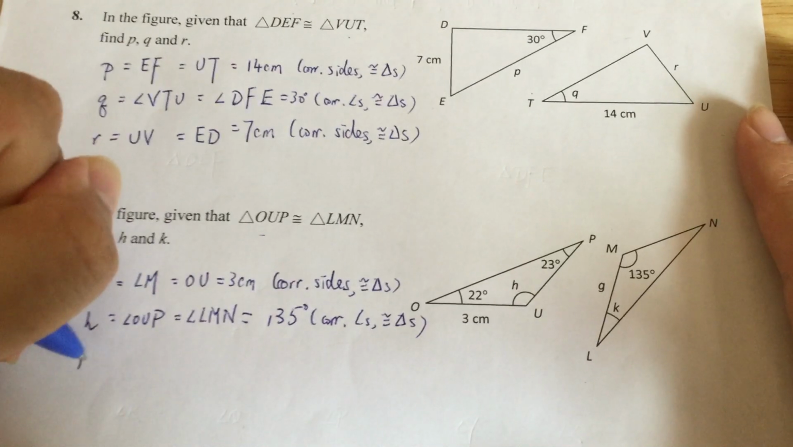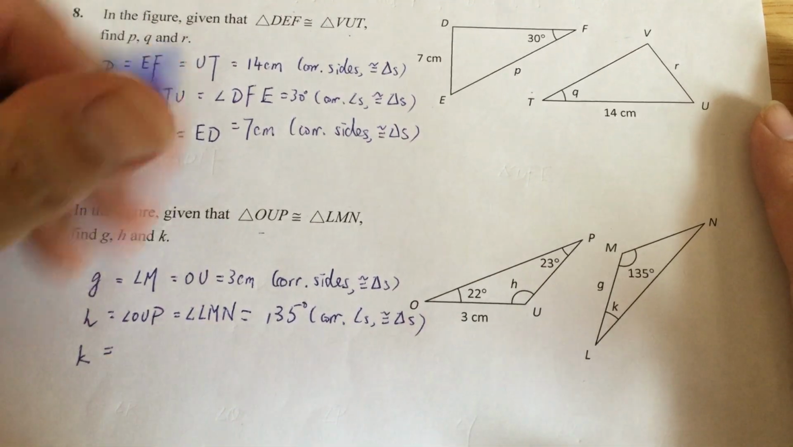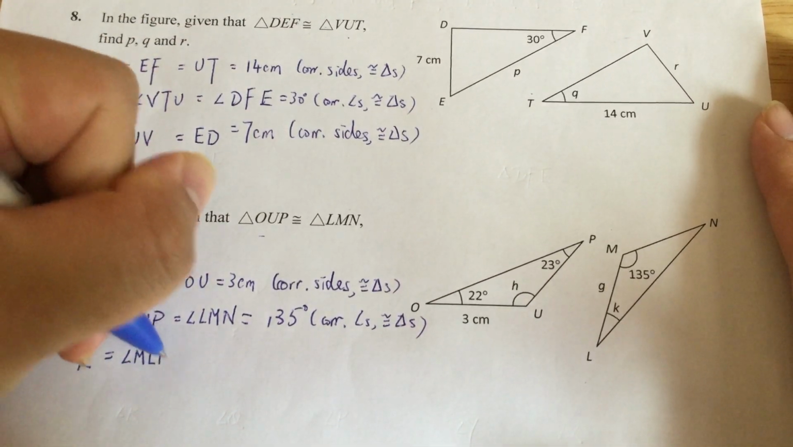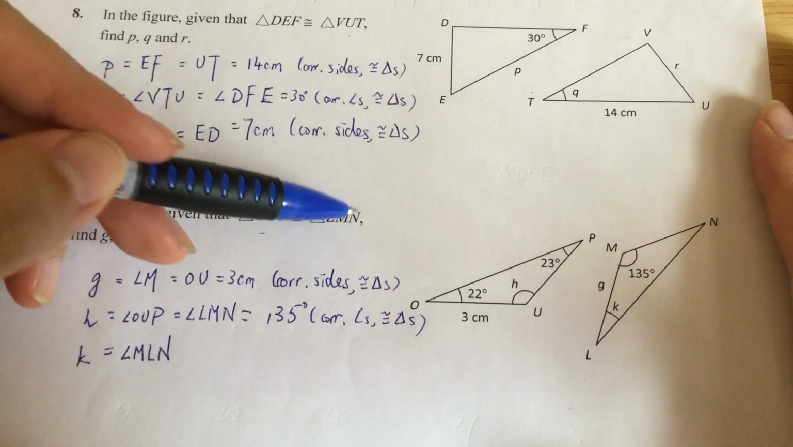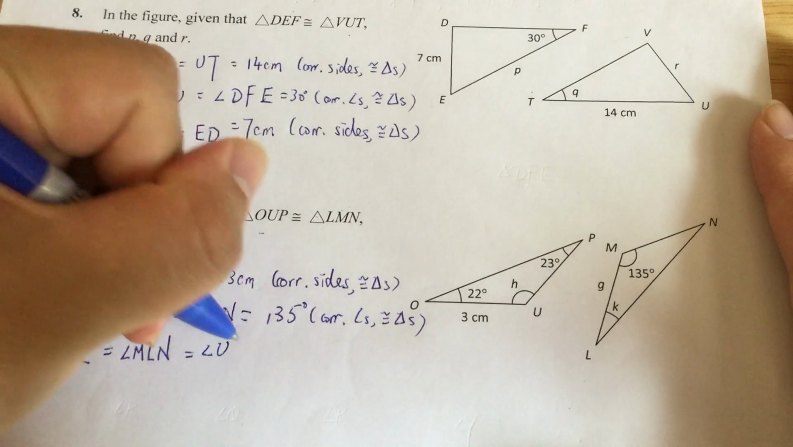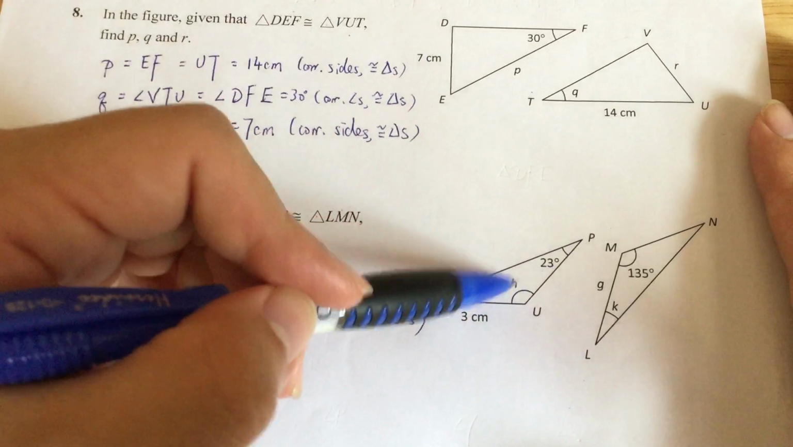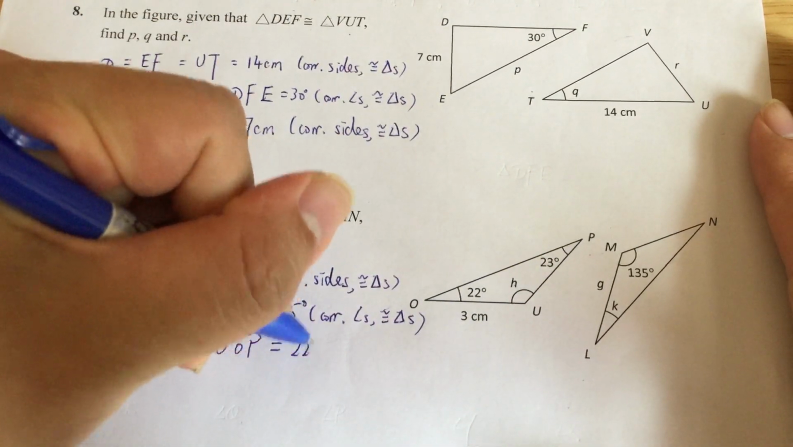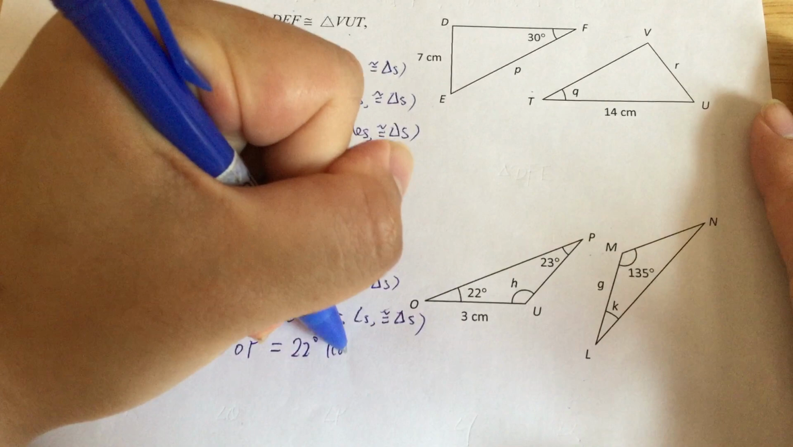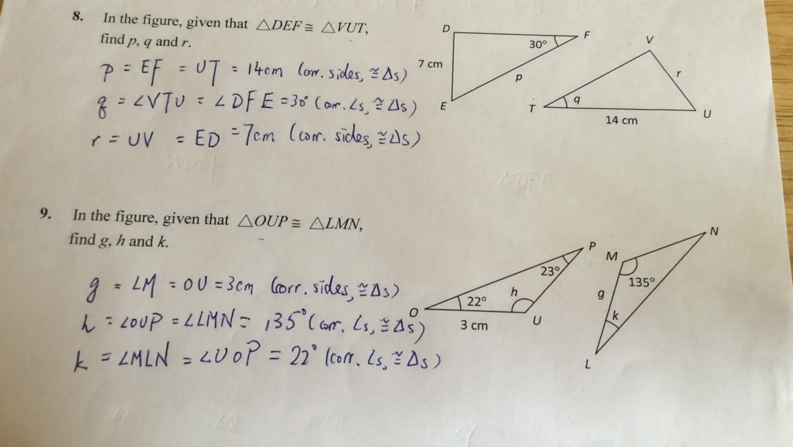For K, look at this. This is the last one. Because we have two angles, it must be 22 or 23, so we must look at it carefully. That is MLN. MLN is the second, the first, and the third. So the first is U, the second is O, the third is P. So you solve the problem, UOP. So this one is 22, but not 23. Corresponding angles, congruent triangles. So we are looking at the order of the congruent triangles so that you can solve the problem easily.